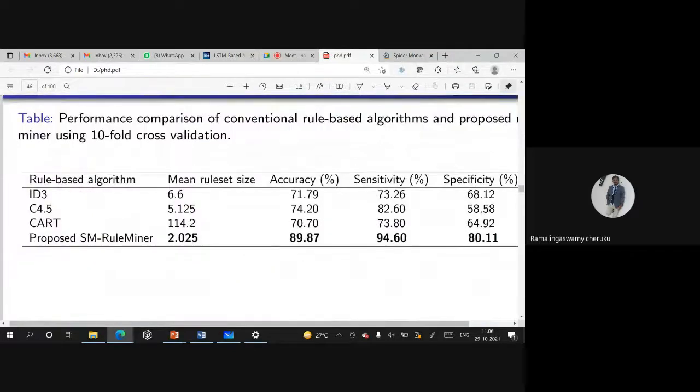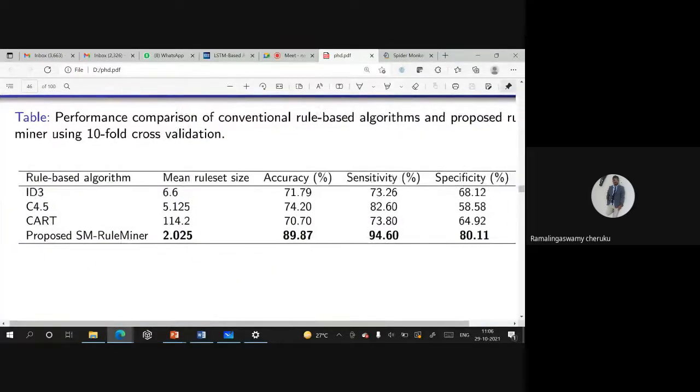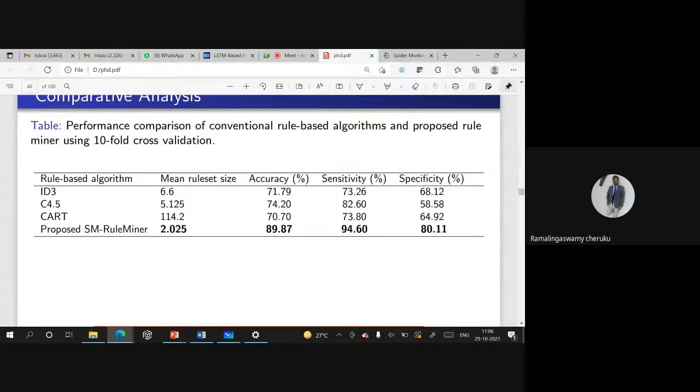We compared with state of the art techniques, like we discussed in the very beginning: the standard decision tree based approaches using Gini index, entropy based information gain and gain ratio. All these are standard approaches for generating rules, but usually they take a long time.